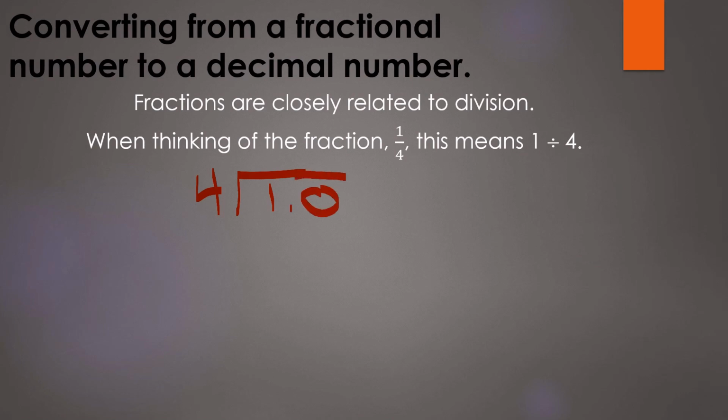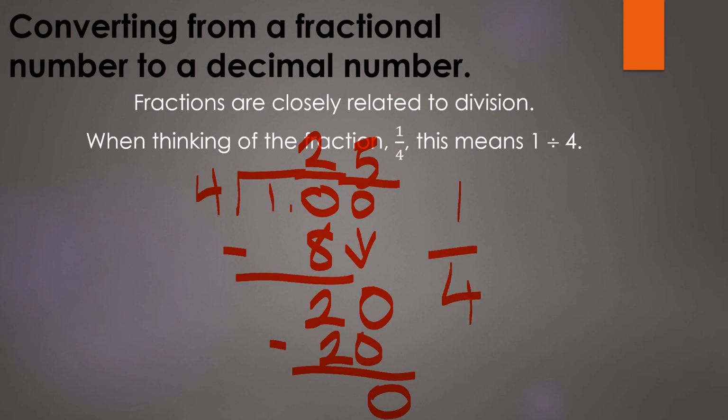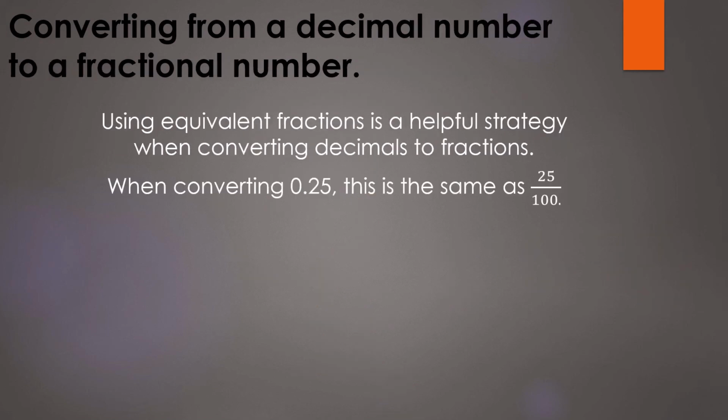Well, 4 goes into 10 two times. 2 times 4 is 8. We subtract and we get 2. And we can bring down another 0, giving us 20. 4 goes into 20 5 times. 5 times 4 equals 20, giving us a remainder of 0. The decimal just comes right up so that 1/4 equals 25 hundredths.